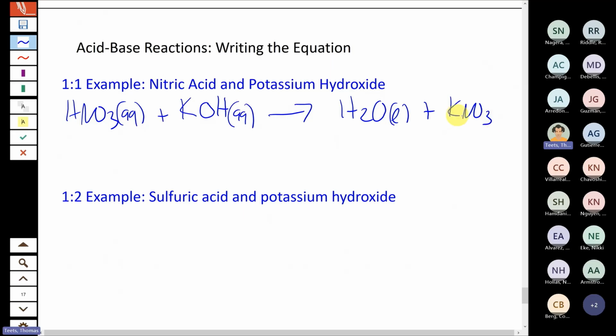All potassium salts are soluble, all nitrate salts are soluble, so that will stay in solution, no precipitation involved with this reaction. So those are reactants and products, and it turns out for this one, we don't need any coefficients.